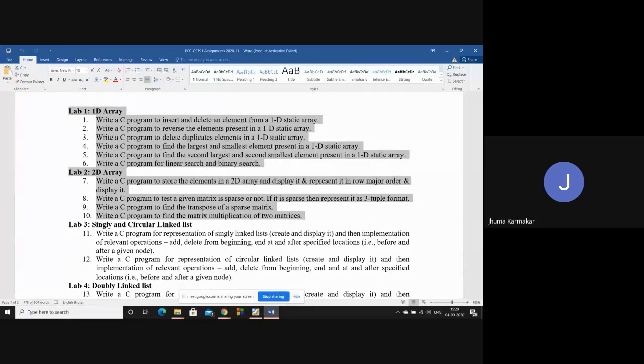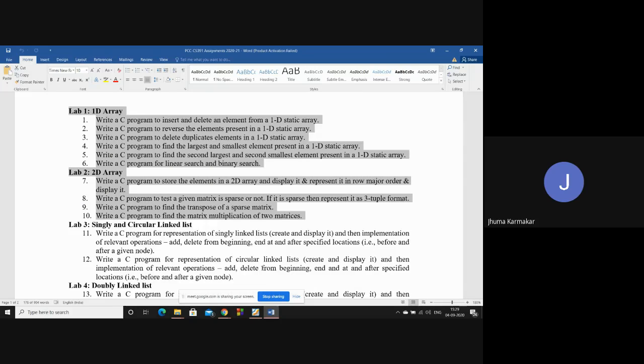You have to check and use 3-tuple format. Row major and column major format. Row major order and display it. Here column major is not given, so row major format, isn't it? Now come to binary search.